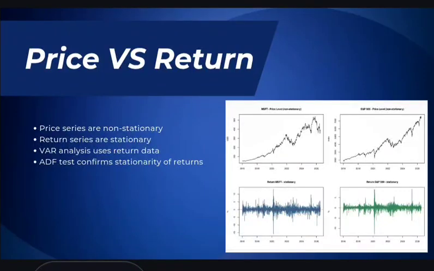The graph on this slide visually demonstrates the difference between price levels and return series. The upper graphs represent the price levels, which continue to trend upward over time. In contrast, the lower graph shows the daily returns, which move randomly around zero. This confirms that converting prices into returns removes the trend and produces stationary data suitable for VAR analysis.